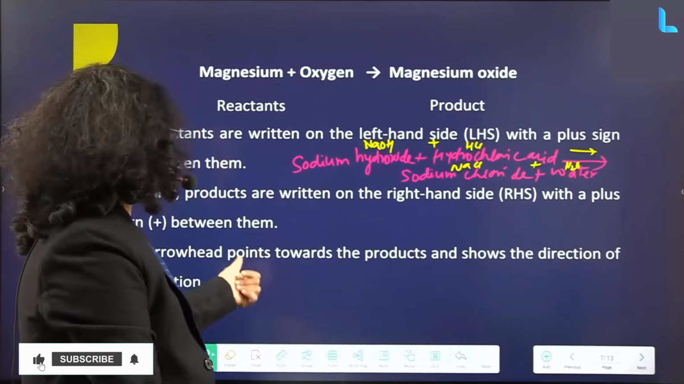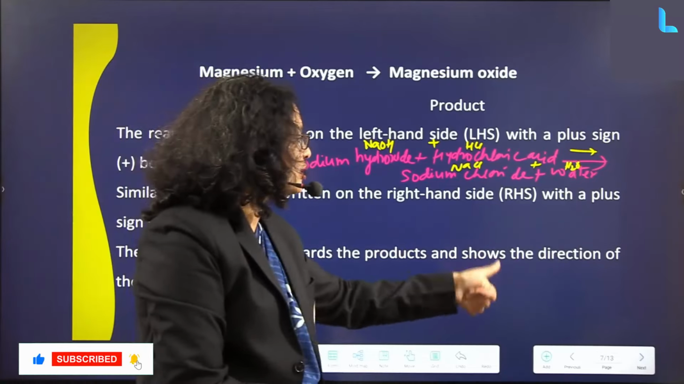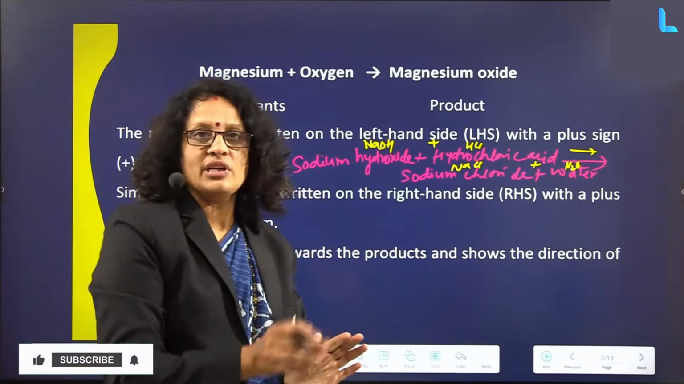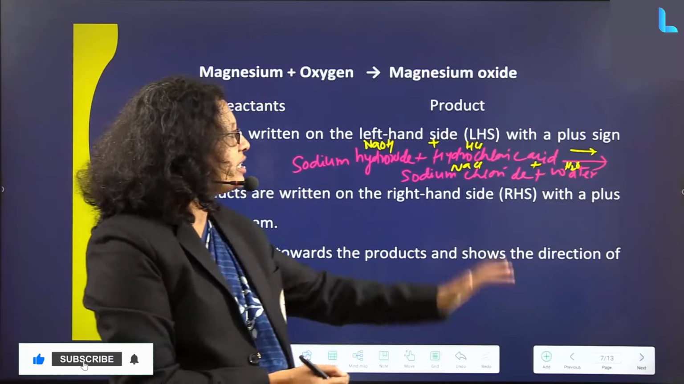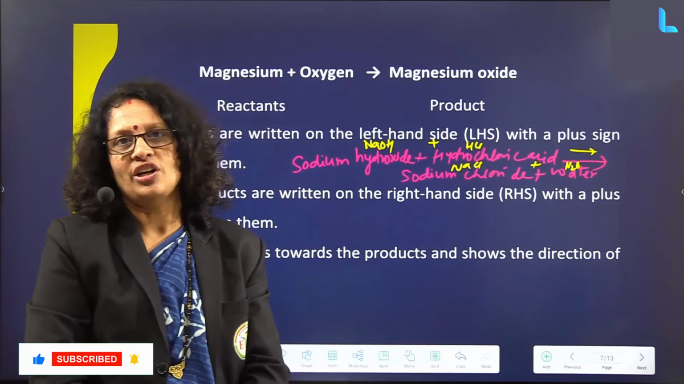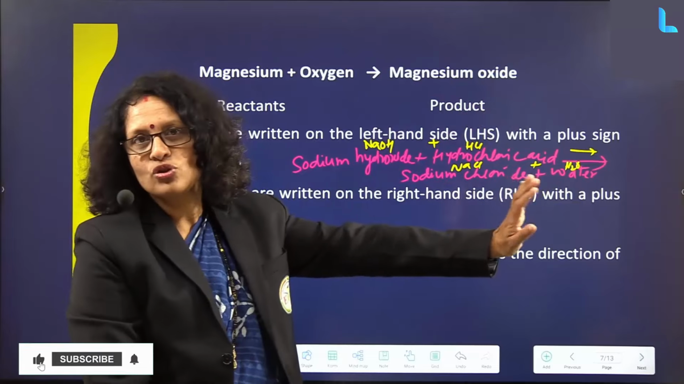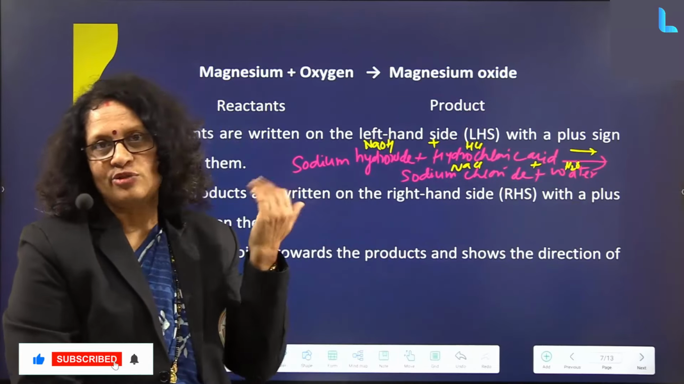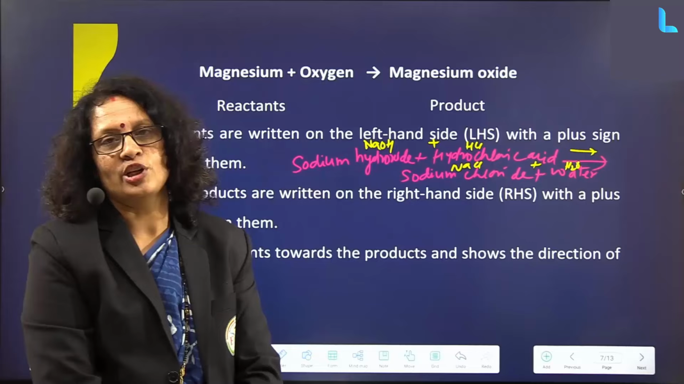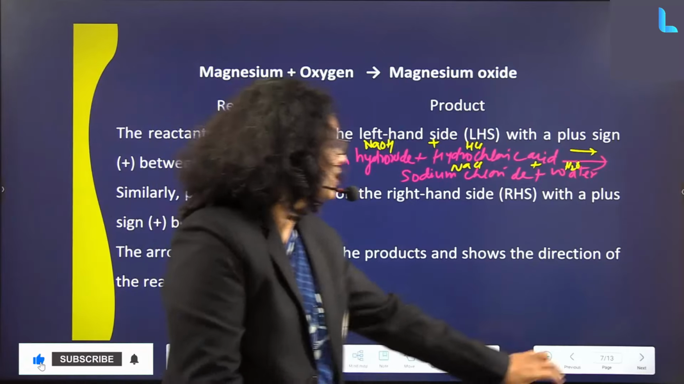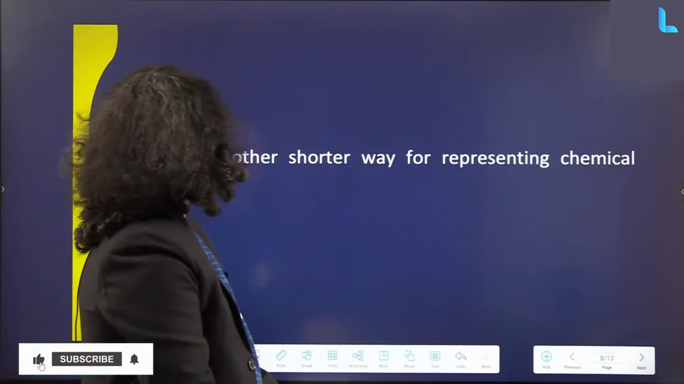Similarly, the arrowhead points towards the product and shows the direction of the reaction. So in which direction is the reaction going? Forward direction. When the reaction goes this side, it is called the forward direction. When the reaction comes this side, it is called the backward direction. We will discuss that later. Right now, you understand the forward direction.